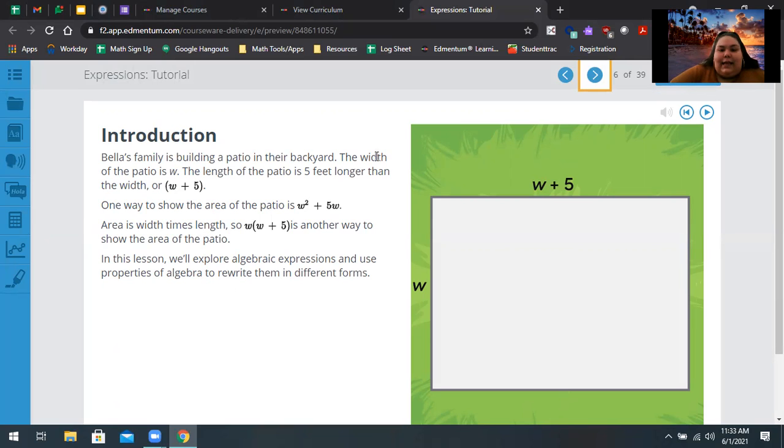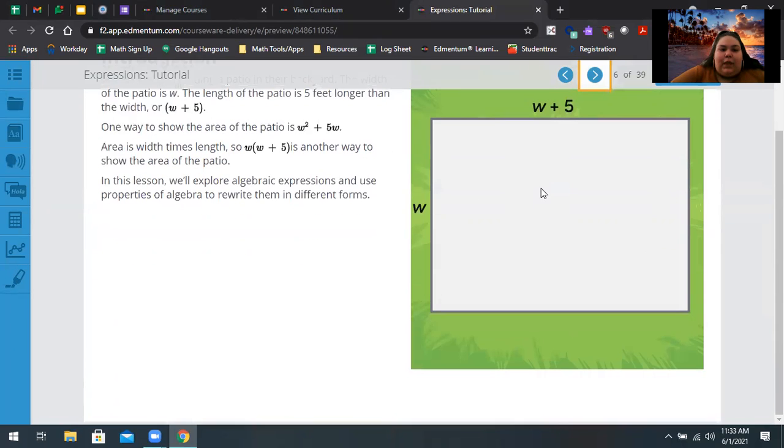So they did tell us that they're pretty much basing everything off of the width, right? We don't know the length of the patio because it depends on our width, but we do know that the length is 5 feet longer. So 5 feet longer, that's why we have that plus 5 added to the W there. So pretty much this is the example that we're going to be seeing throughout the tutorial. And keep in mind, one way to show the area of the patio is W squared plus 5W.